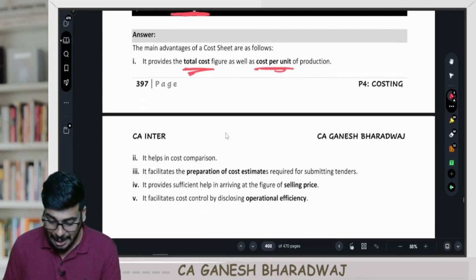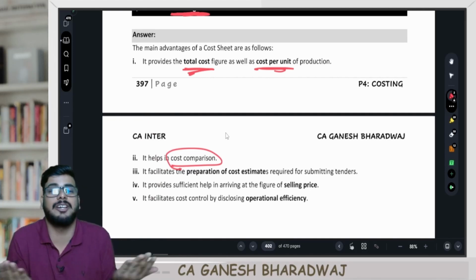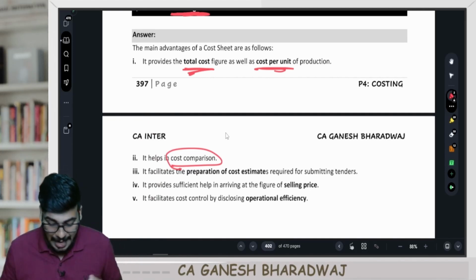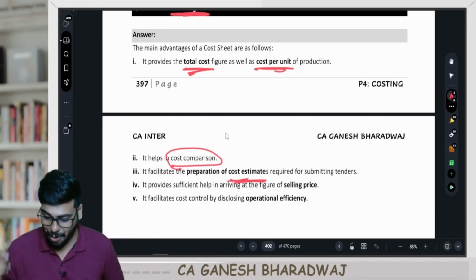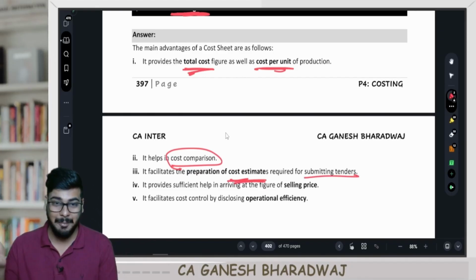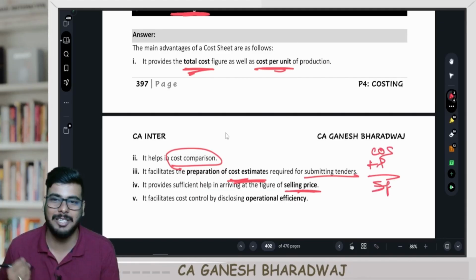Then it helps cost comparison. One company's cost sheet, another company's cost sheet, you can compare. So it helps in comparison. It facilitates preparation of cost estimates. That is called cost sheet, no? It facilitates preparation of cost estimates required for submitting tenders. It provides sufficient help in arriving at the figure of selling price. Cost of sales plus profit gives you selling price, as if we don't know that.